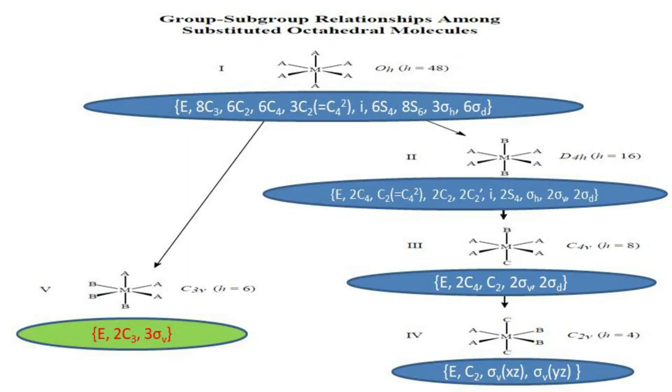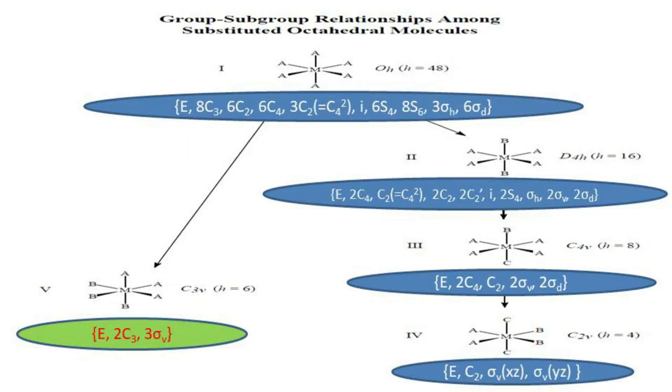Now come to the last structure, structure number 4. That's a C2v point group. The order of that point group is 4. We can divide 8 by 4, so C2v is a subgroup of C4v. We can divide 16 by 4, so C2v is a subgroup of D4h. We can divide 48 by 4, so C2v is a subgroup of octahedral. So it is just a superficial knowledge of the division of any group with the help of order. Now we have to study it in detail.